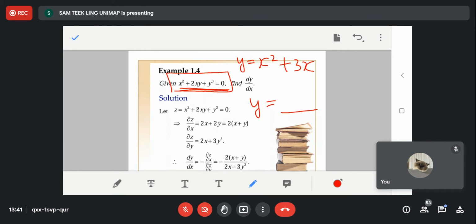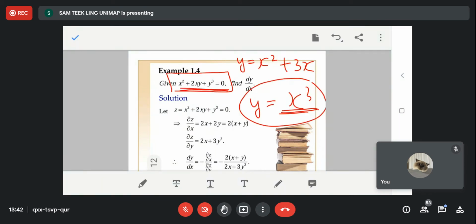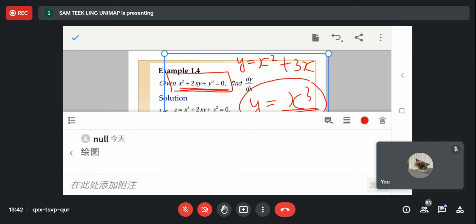If you want to apply direct dy/dx, your y function must be y alone on one side, then equal, and your x is any variable, x to the power 3, or any equation in x. If you cannot write it in this form, one side y and one side an equation in x, then we will use implicit function. So this is why we use implicit function.